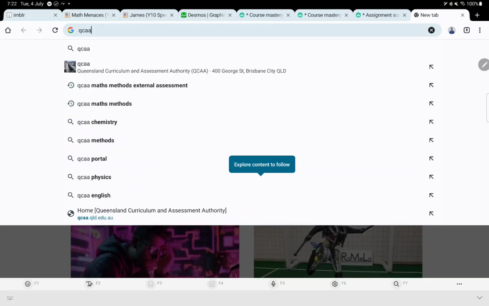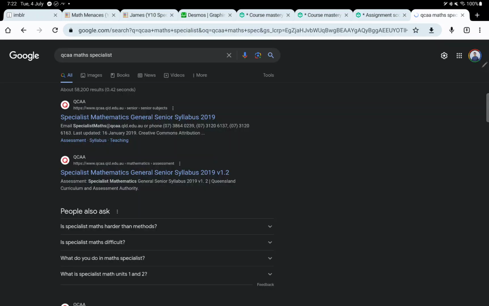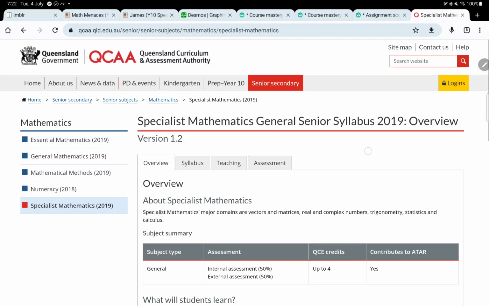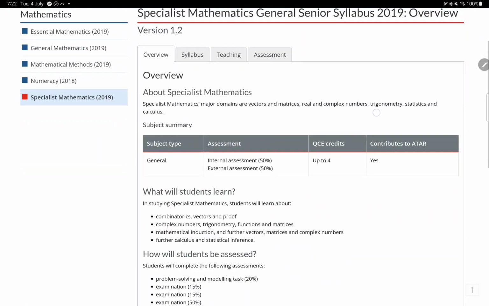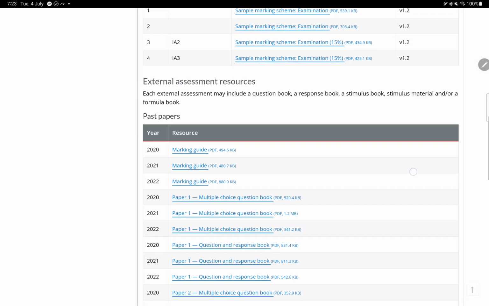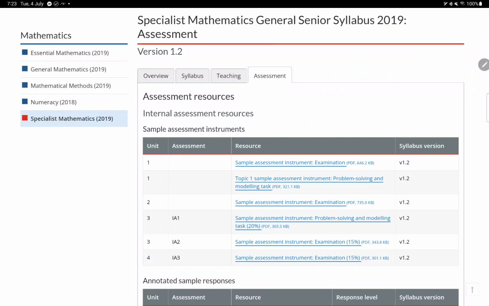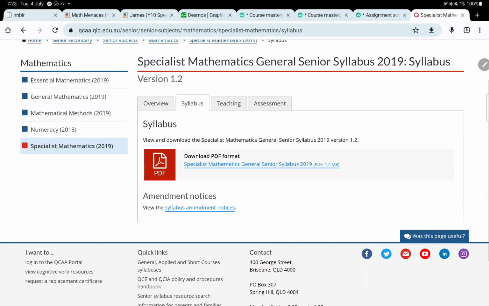Search QCAA, math methods, for example, or math specialist, right? Okay, search QCAA. QCAA stands for Queensland Curriculum and Assessment Authority, I can't remember exactly. But yeah, so you go to specialist mathematics, general syllabus, and so on. Now, so I say internal assessment 50%, external assessment 50%. If you go to assessment, you can see exactly how they break that down. Actually, I think they don't tell you the percentage here. I think you have to go into it. Let me see the syllabus.